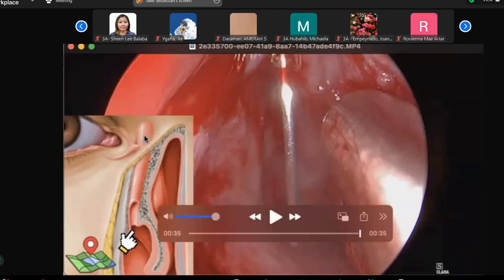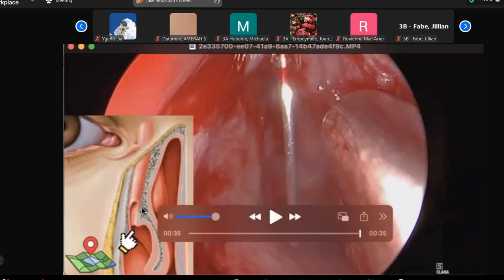So this is both diagnostic and therapeutic. So it tells you what the problem is causing the tearing, but you can also use it to open the canalicular system.